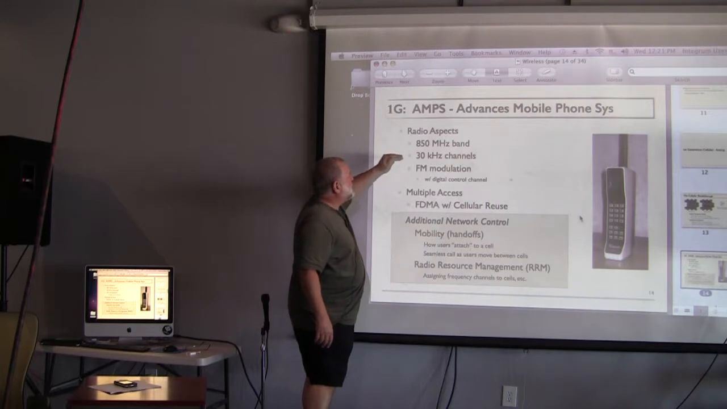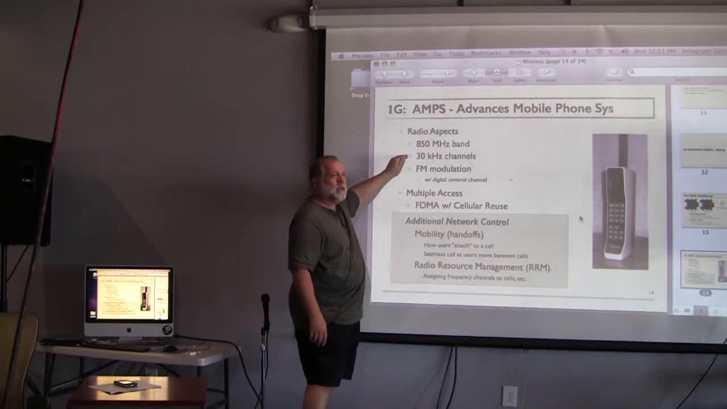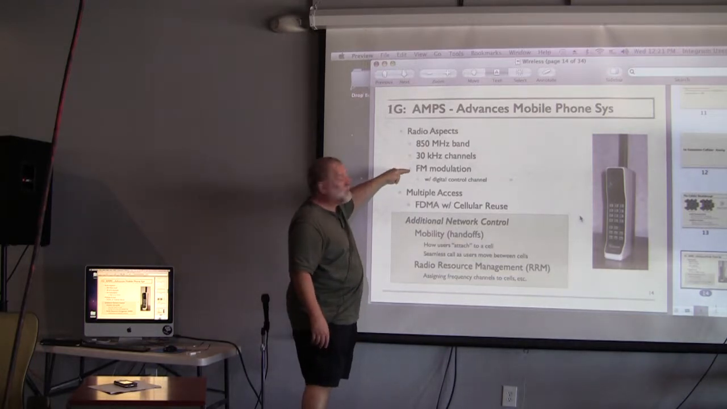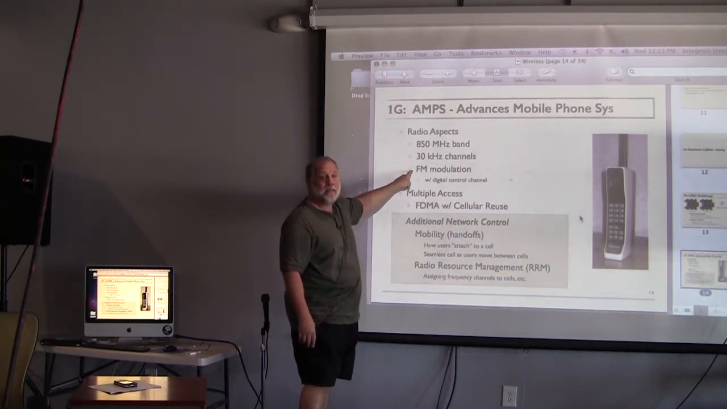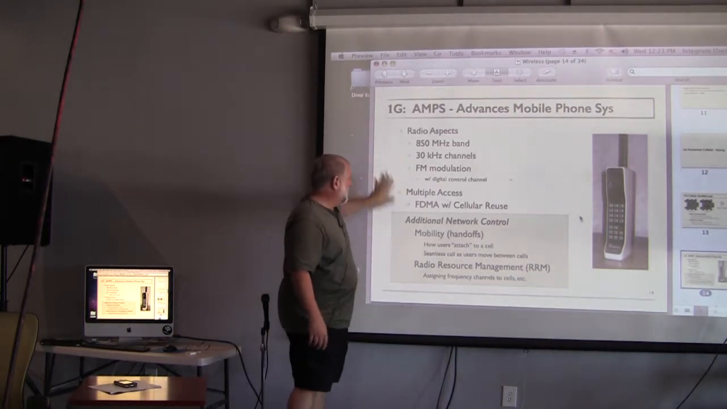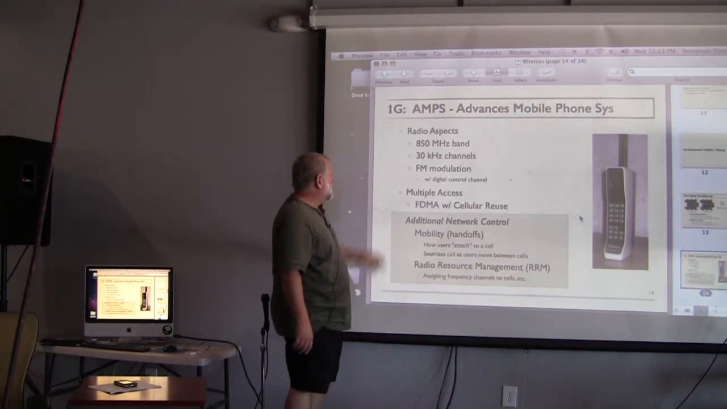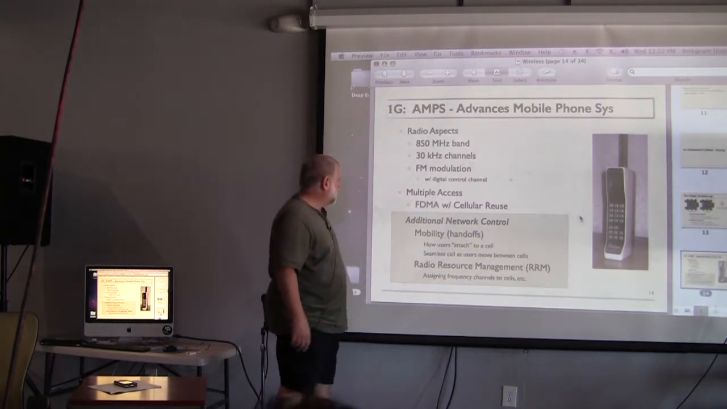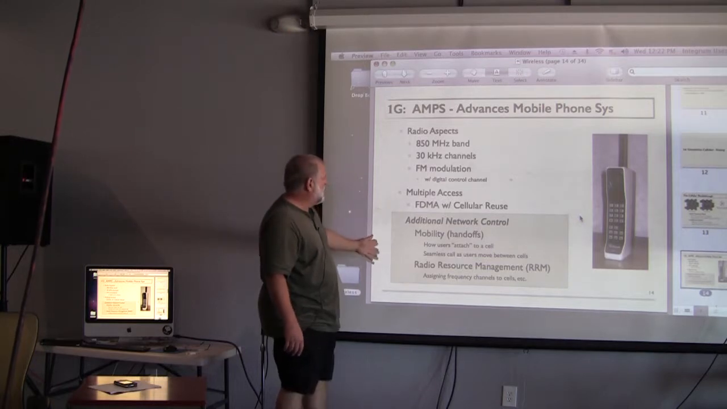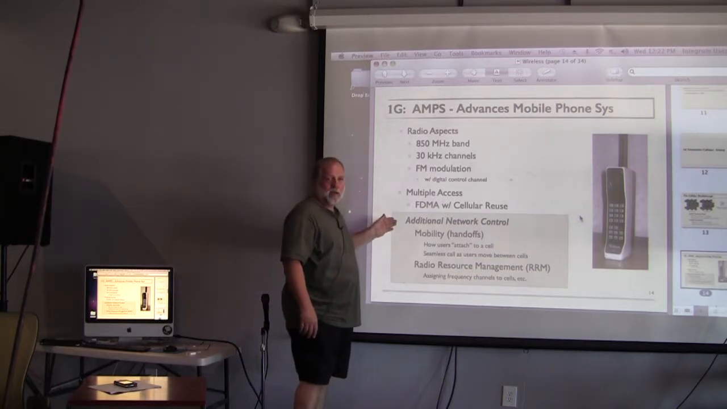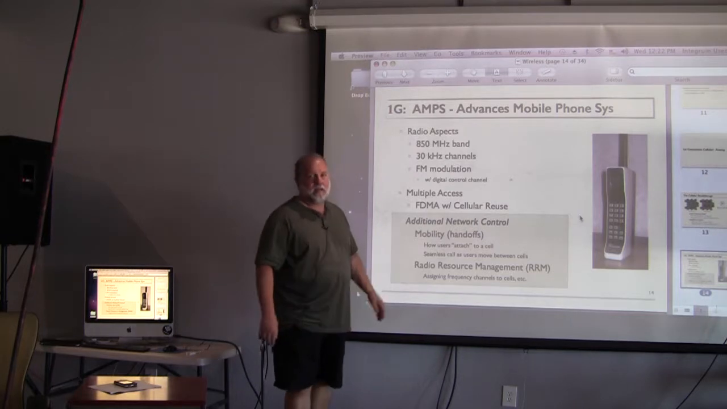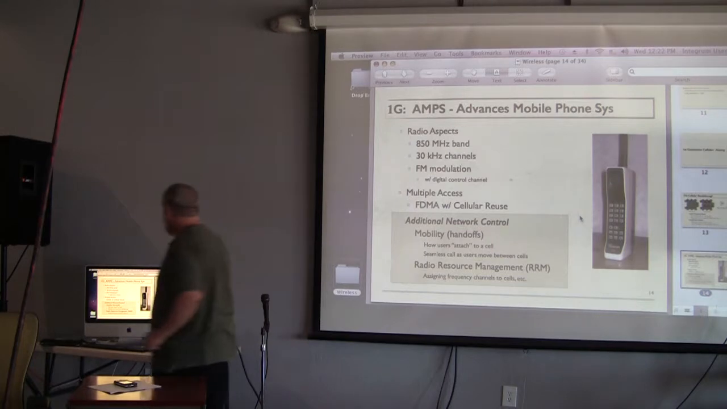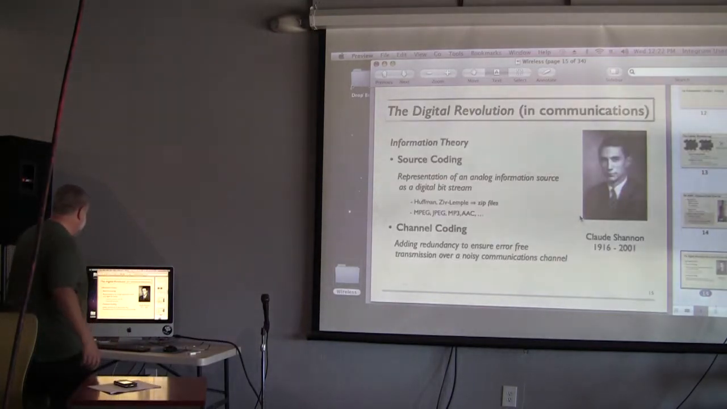800 megahertz bands. They used 30 kilohertz channels. So they had like 15 kilohertz of DSP. Well, actually, they used FM modulation. The reason why they use FM, I'll explain that in a few. I'll come back to that. It's called frequency division multiple access with cellular reuse, which is what I described. And here's what I was talking about before. The additional network control and the network complexity was introduced with this. It actually had a control channel that was a digital control channel, but it was controlling analog calls.